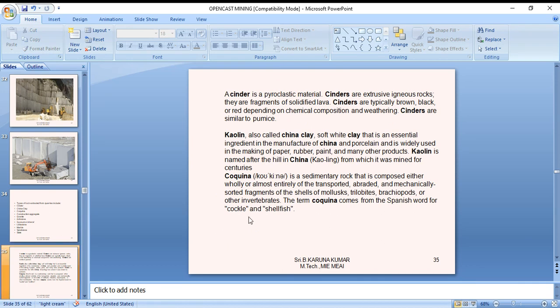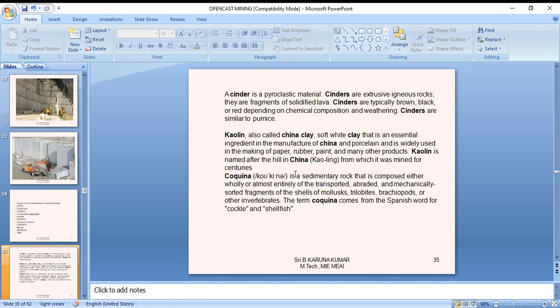A cinder is a pyroclastic material. Cinders are exclusively igneous rocks. They are fragments of solidified lava. Cinders are typically brown, black or red depending on chemical composition and weathering. Cinders are similar to pumice. That's a geological terminology. Most of these are the cinders.